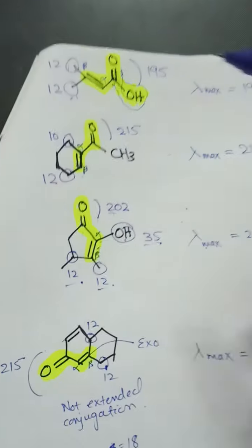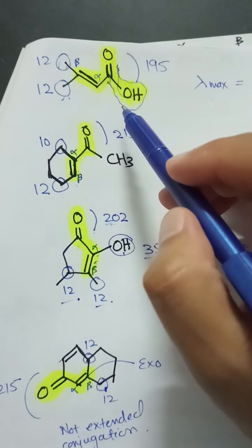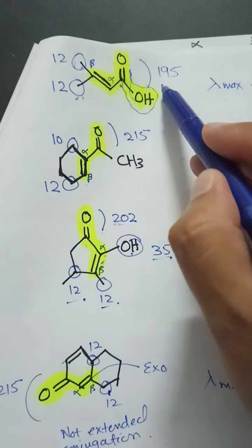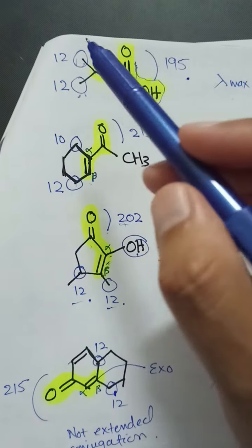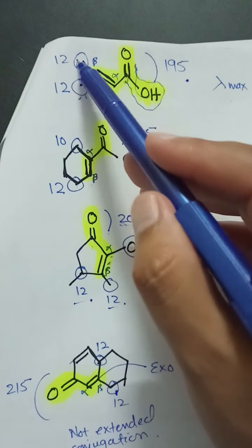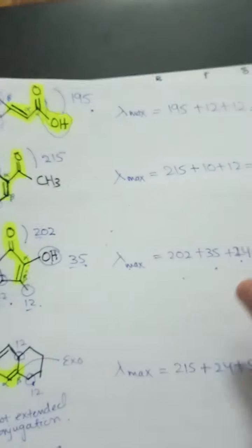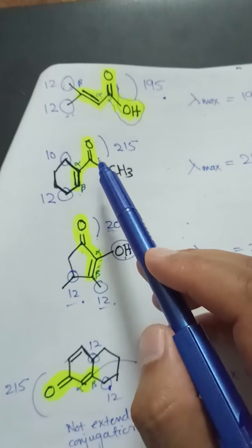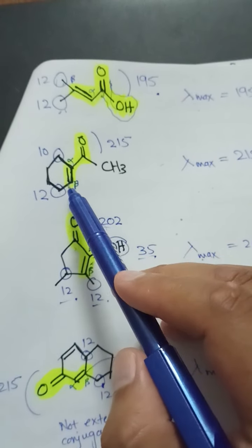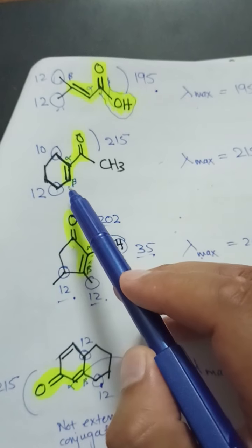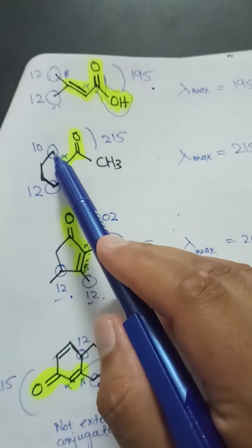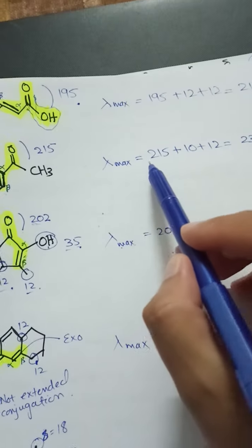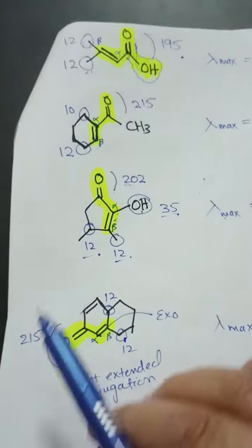Now we are going to take some other examples. Here we have a carboxylic group. So this carboxylic group with alpha beta unsaturation gives 195 nanometer of the lambda max base value, and at beta position there are two alkyl groups, so 24 nanometer will be added to this one. Here we have a ketone and alpha beta unsaturation in the ring, and this is an alpha alkyl residue, this is a beta alkyl residue, and it produces 237 nanometer.